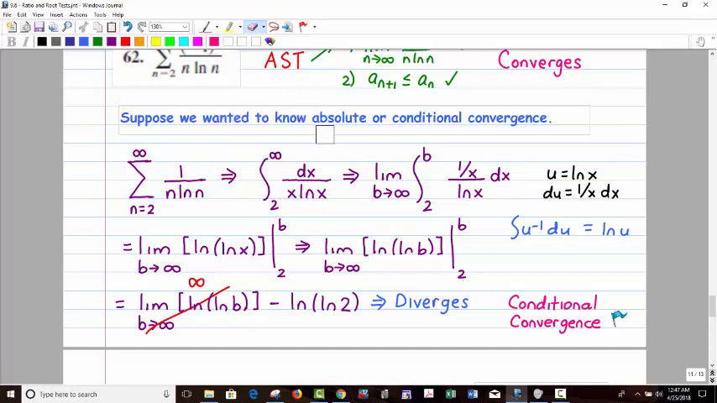So the best test for this one, unfortunately, maybe was the integral test. I couldn't think of another way to do this. But the integral is not too bad. So you see I wrote it as the limit as b goes to infinity. Of course, I changed it over to x. But it looks like it would be integration by parts, but it's not. It's just u substitution. If u equals ln of x, du would be 1 over x dx.